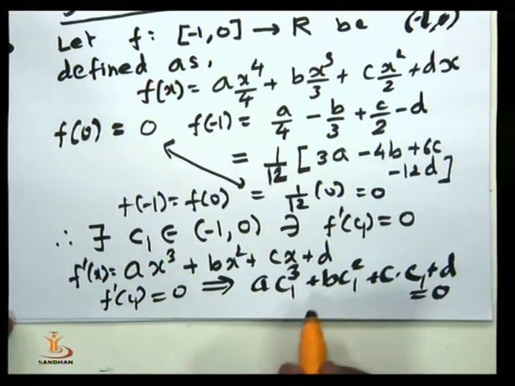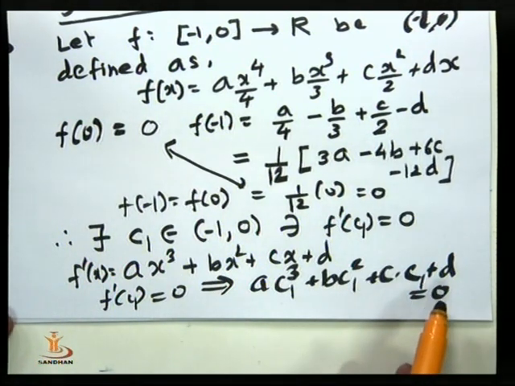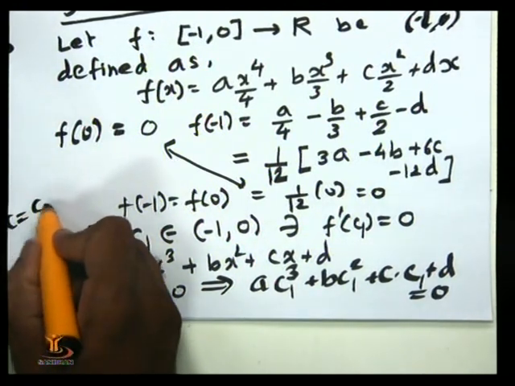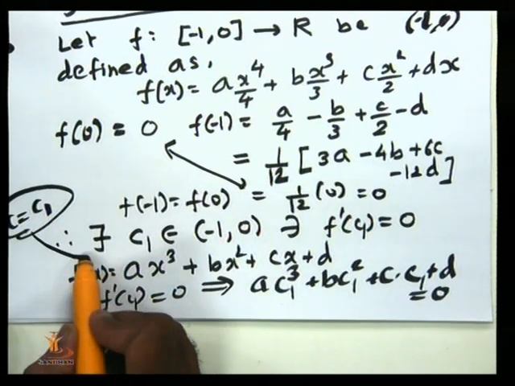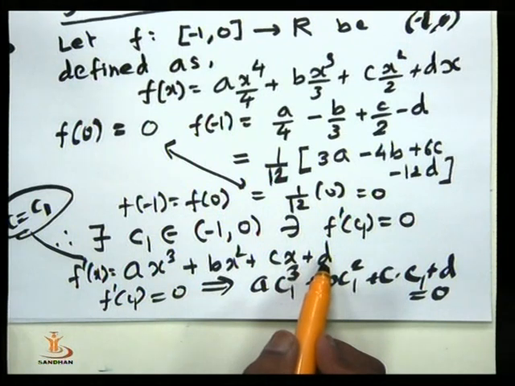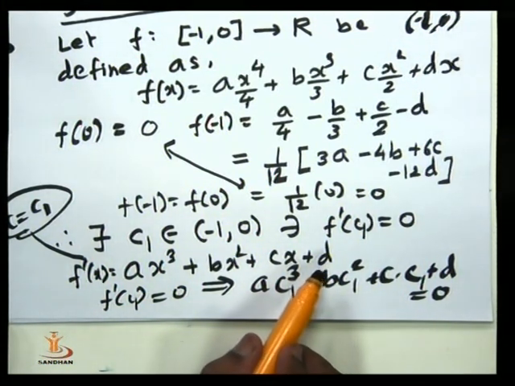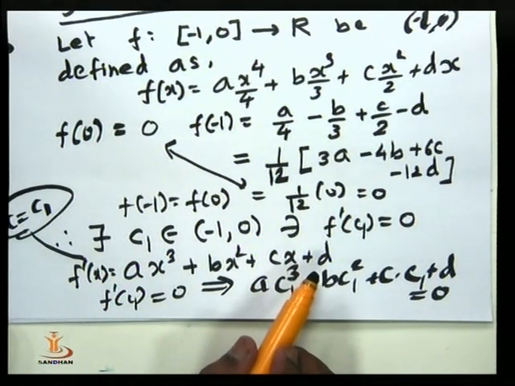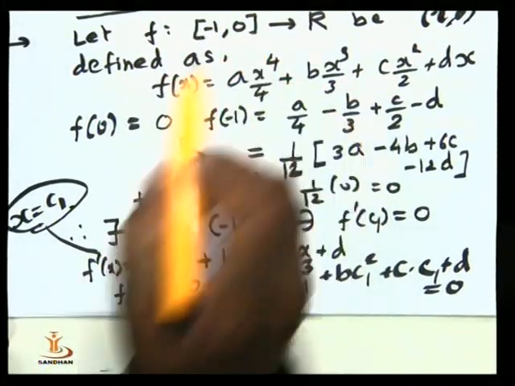Okay. What does this mean? a c1 cube plus b c1 square plus c c1 plus d equal to 0 means x equal to c1, this value satisfies this equation. It satisfies this equation ax cube plus bx square plus cx plus d equal to 0. And therefore, we say that root of this equation ax cube plus bx square plus cx plus d equal to 0 is between minus 1 and 0, because this c1 belongs to minus 1 comma 0.